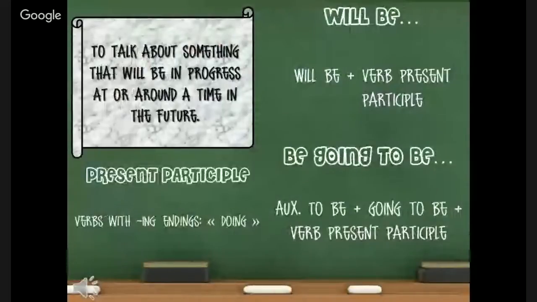We use the future continuous tense to talk about something that will be in progress at or around a time in the future. We have two main ways to identify the future continuous tense. One is the use of will be. The structure is will be plus the verb in present participle. The second one is the use of be going to be. The structure is the auxiliary to be plus going to be plus the verb in present participle.